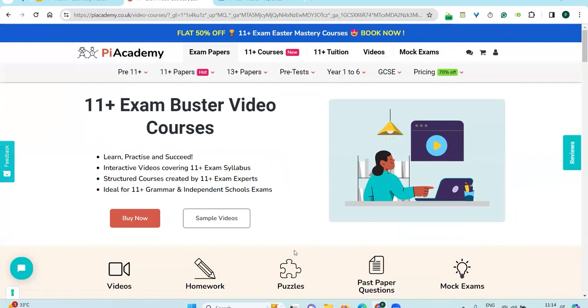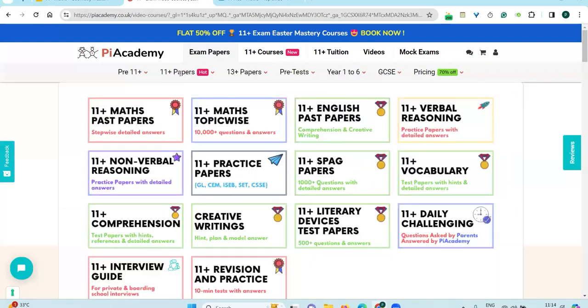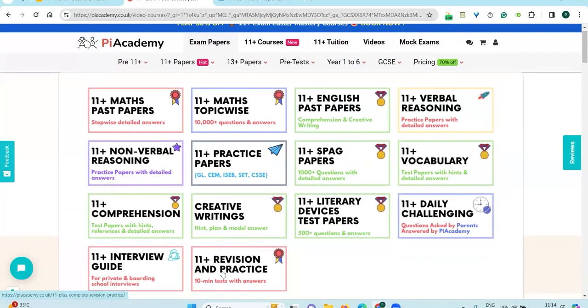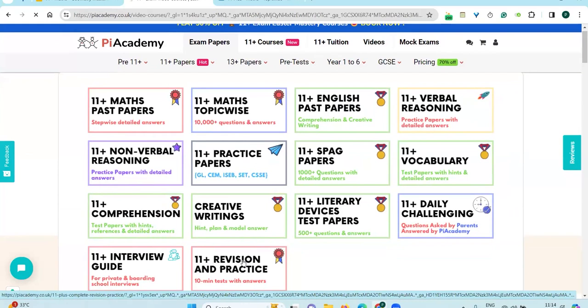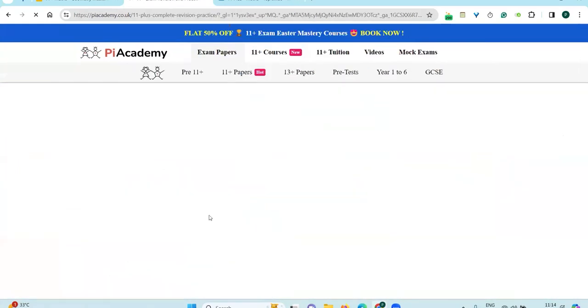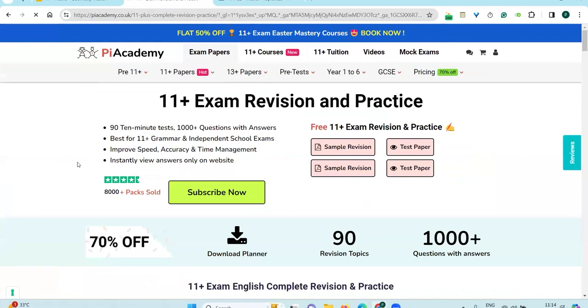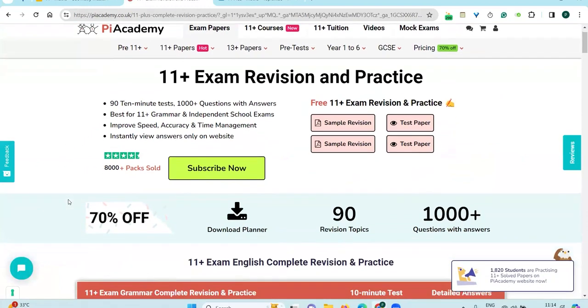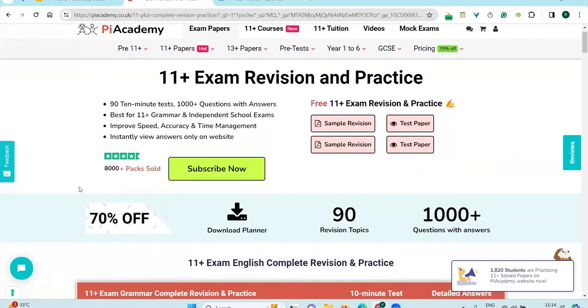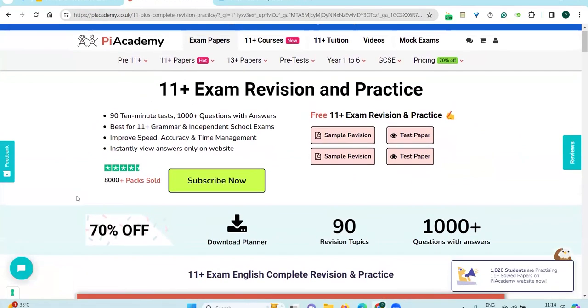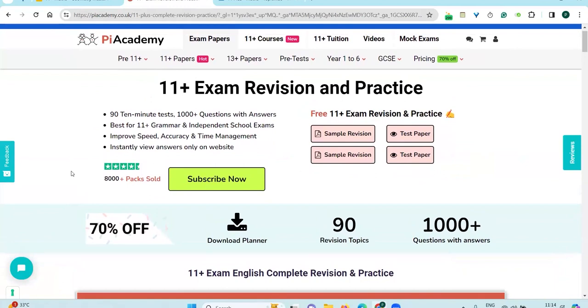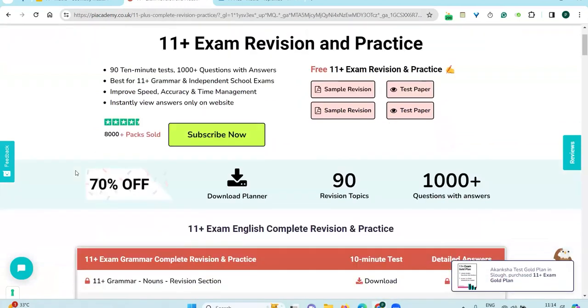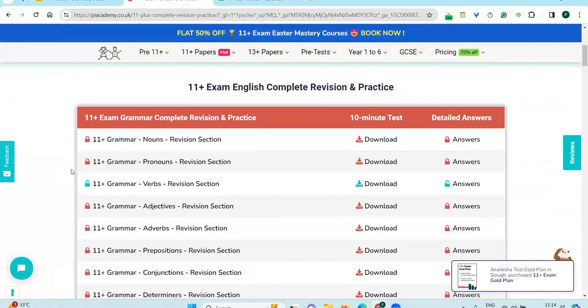Shalish has a question, which is the best package for revision? So we have created just the right package for that. It is called 11 Plus Revision and Practice. So these are short 10-minute tests, which you can give to your child throughout the year. You do not have to wait for the exam to come closer to start revising for the concepts. They make sure that the child does not get too overwhelmed with very long sit tests, and they are able to revise the concepts within 10 minutes.